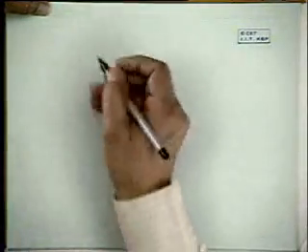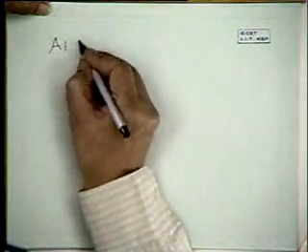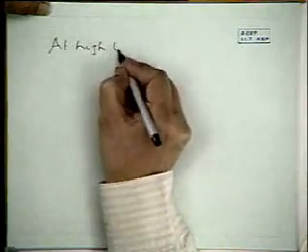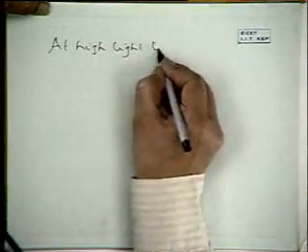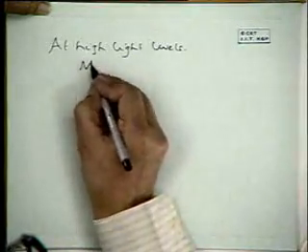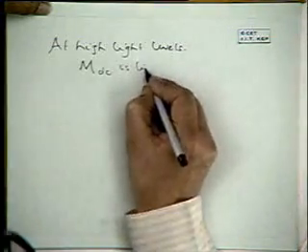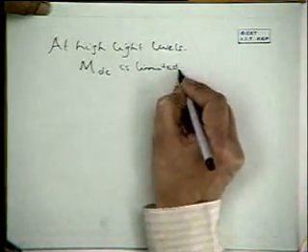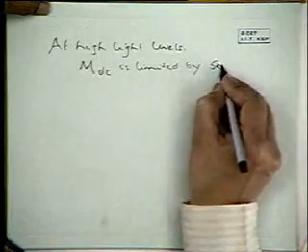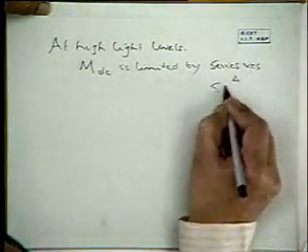Let's go directly into the current multiplication at high light levels. Maximum DC multiplication is limited by series resistance and space charge limited effects.